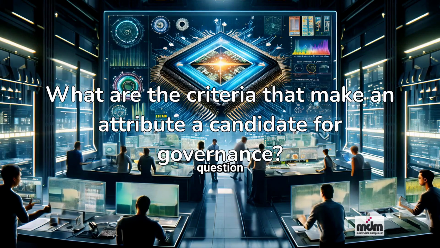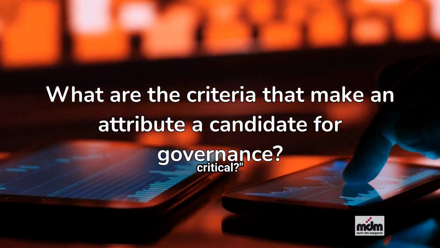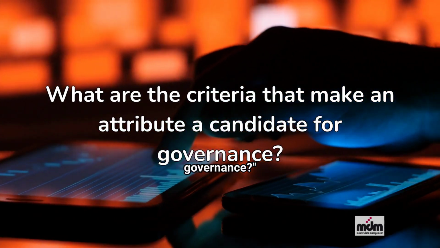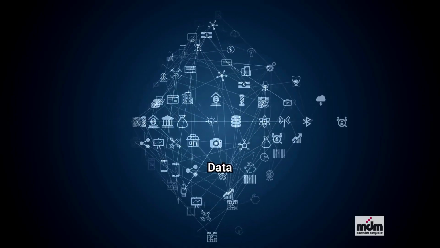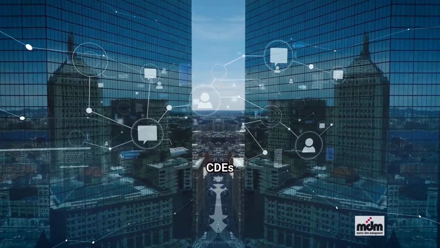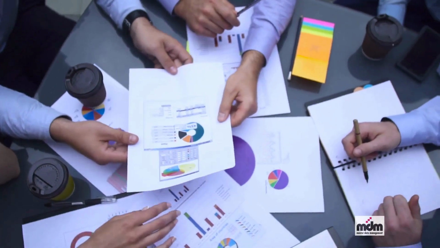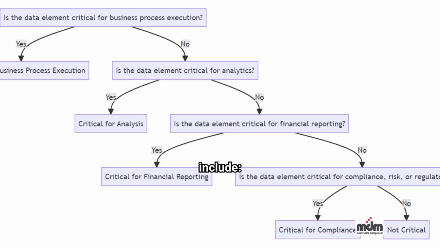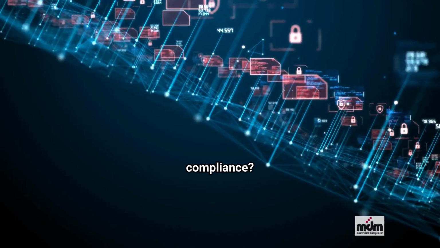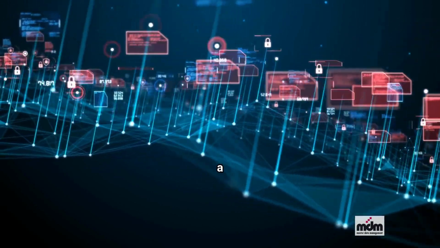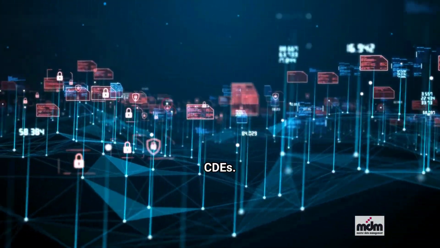But the fundamental question isn't just which elements are critical. It's what are the criteria that make an attribute a candidate for governance? A useful tool here is a data governance decision tree. This ensures that CDEs are tied to business drivers and dictate business impact and governance strategies. Key criteria to consider include: is the data element critical for business process execution, analytics, financial reporting, or compliance? This decision tree can help narrow down hundreds of candidate attributes to a manageable list of impactful CDEs.